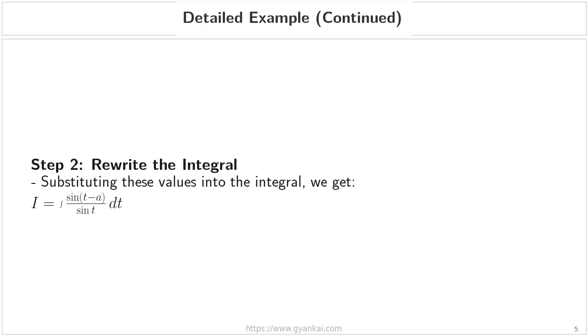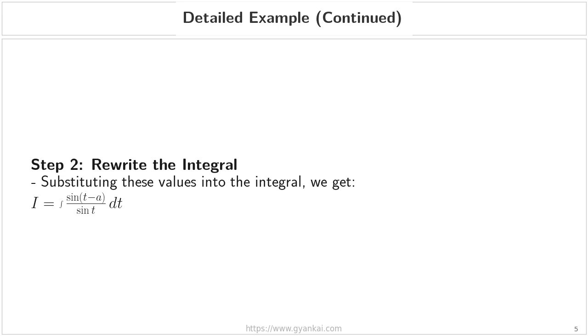Detailed example continued. Now in step 2, rewrite the integral. We're actually doing the substitution. Remember we let t equal x plus a, and consequently, x became t minus a, and dx simply became dt. So when we substitute those values into our original integral, we get the integral of sine of t minus a all divided by sine of t with respect to t. I'll say that again mathematically. The integral of sine of t minus a over sine of t, dt.